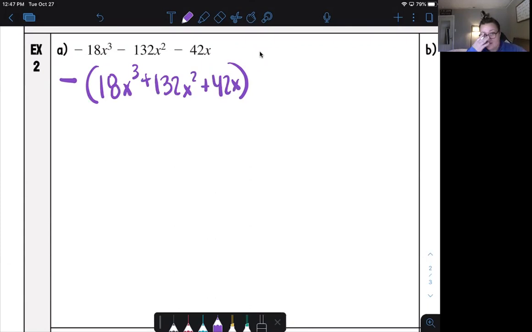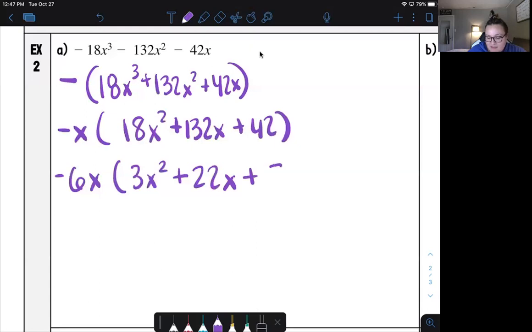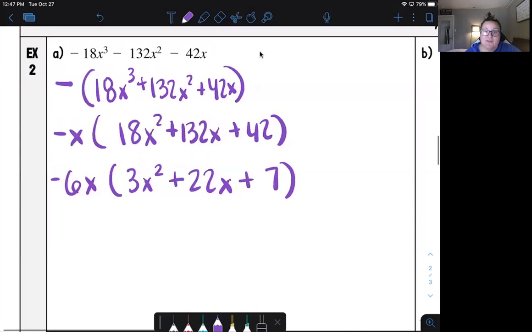So after that, I noticed that all of these terms also have an x. So I'm going to factor out that x as well. Then I also noticed that 6 goes into 18, 132, and 42. So I'm going to factor out a 6 as well. So I'm going to have -6x times 3x squared plus, I think 132 divided by 6 is 22, 22x plus 7.